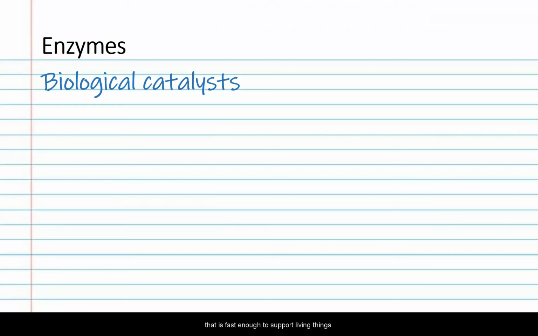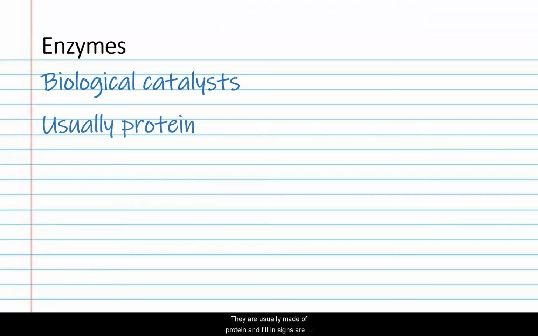So enzymes, like we said, are biological catalysts. They allow for the reactions that support life to occur at a rate that is fast enough to support living things. They are usually made of protein. Now, not all enzymes are made out of protein. Some enzymes are made out of RNA, and they're called ribozymes. We'll discuss the ribozymes as we get towards the end of the semester when we talk about transcription and translation.